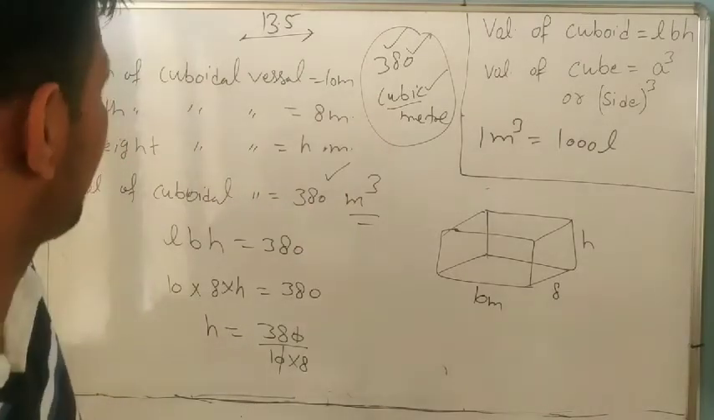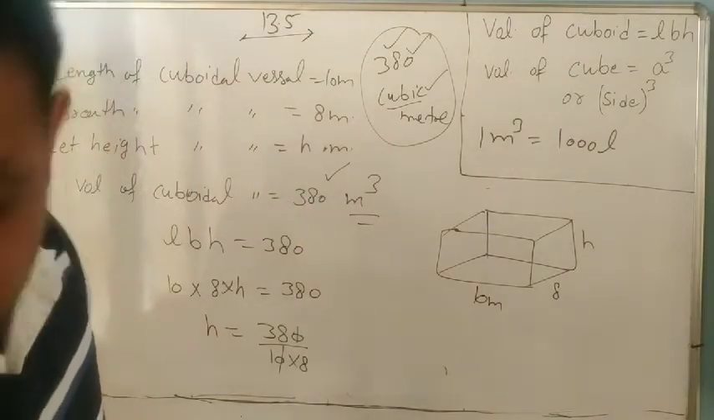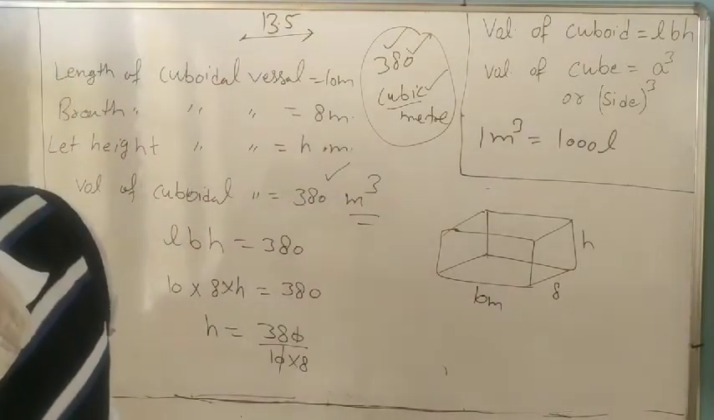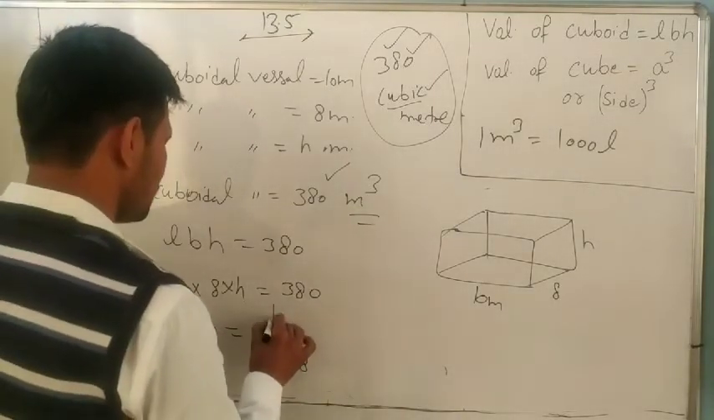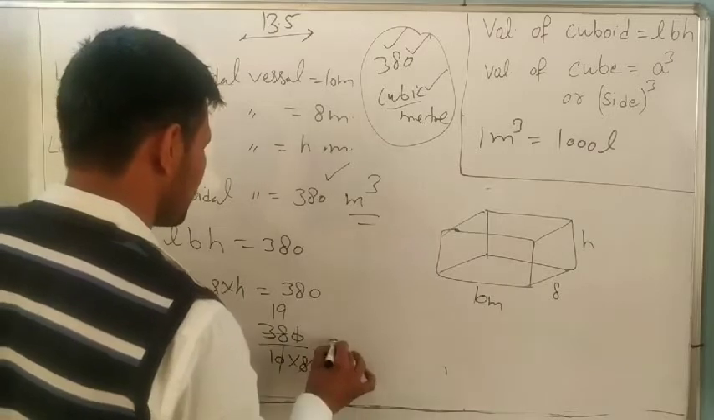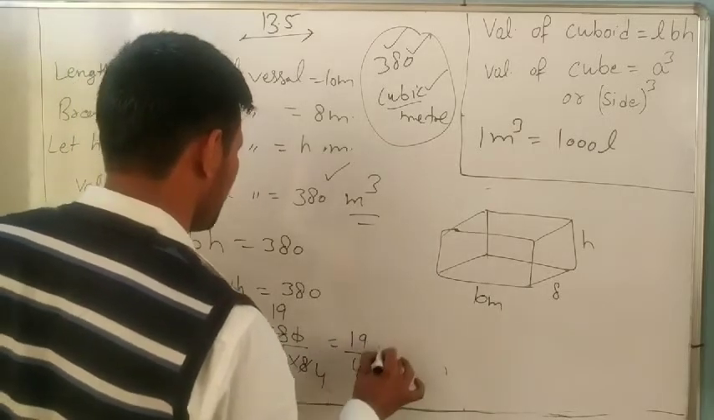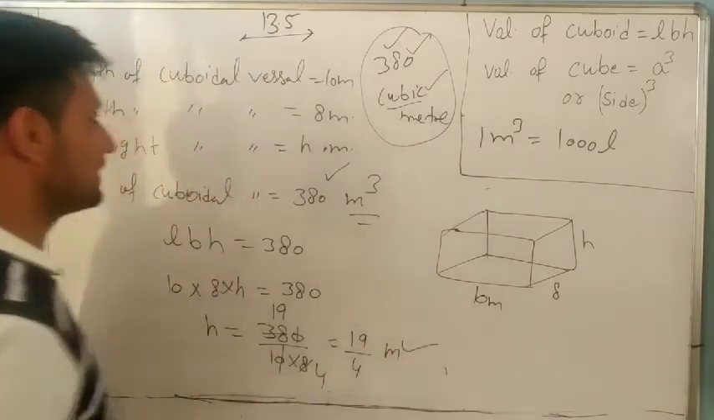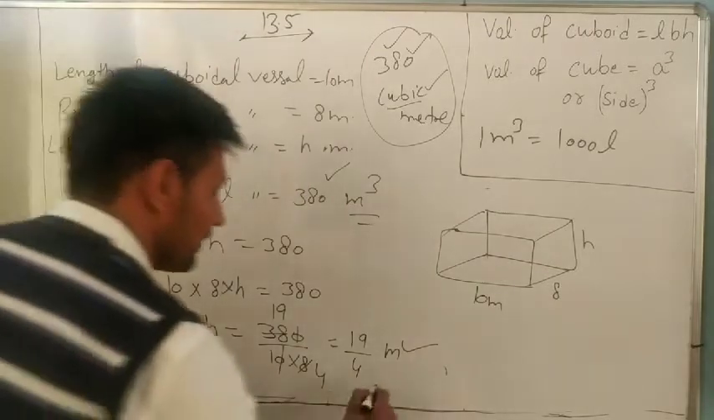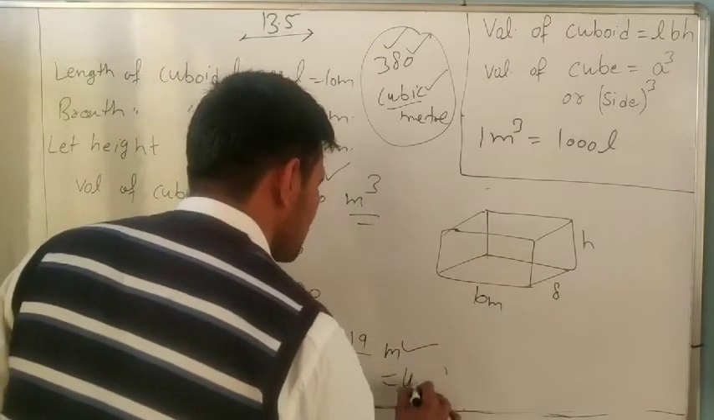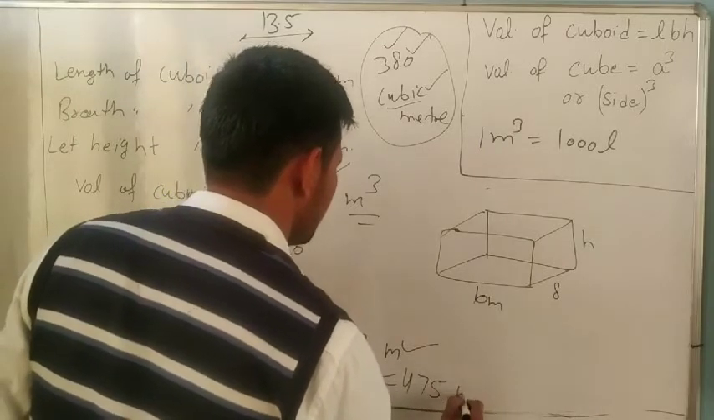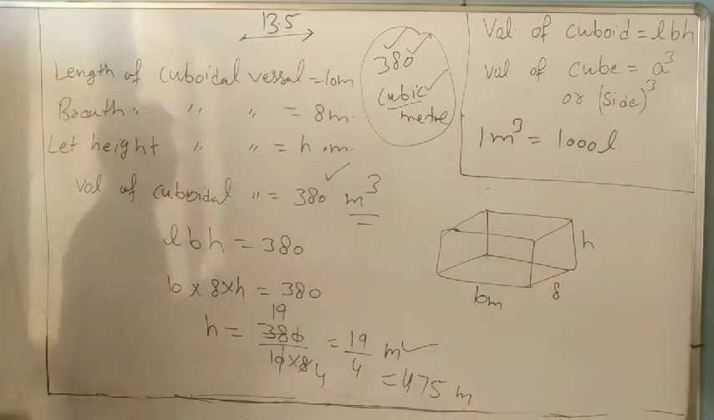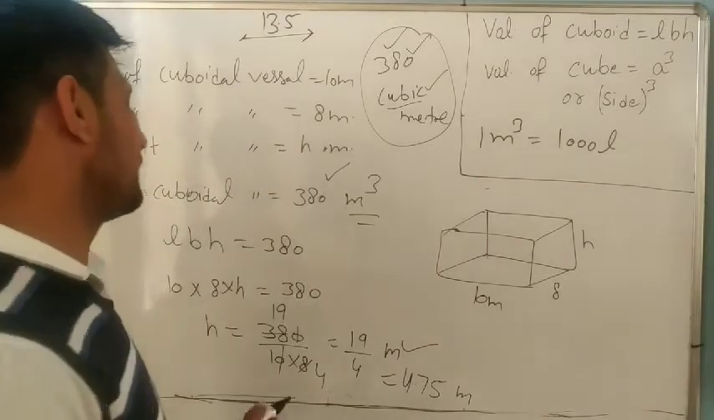10 into 8, and the volume is 380 cubic meter. So 38 by 8 is 19 by 4 meter. Otherwise, you can write it in decimal: 4.75 meter is its height.